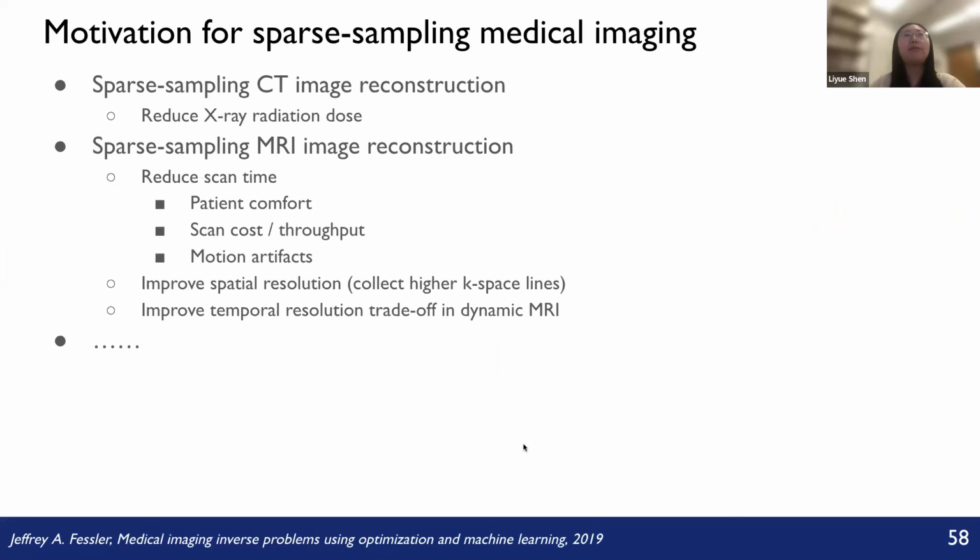So this is just some brief background for medical imaging. And in order to solve this kind of sparse sampling reconstruction problem, there have been different motivations in the clinical practice that I wouldn't mention too much here.